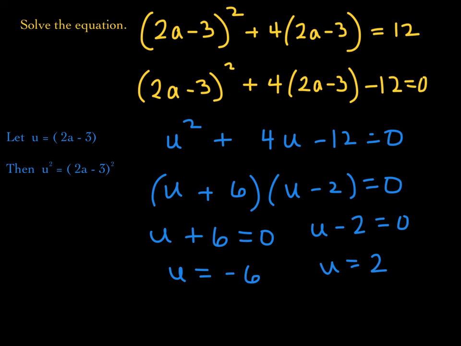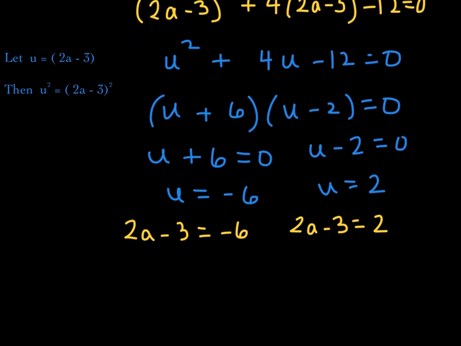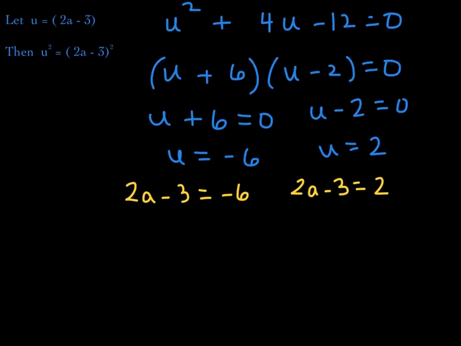So this is what we have. Now, we have to reverse the substitution. Do you remember what u really represents? U represents the expression 2a minus 3. So I'm going to replace this u and this u with the expression 2a minus 3. So now I have these two linear equations, and all we need to do now is solve for a.